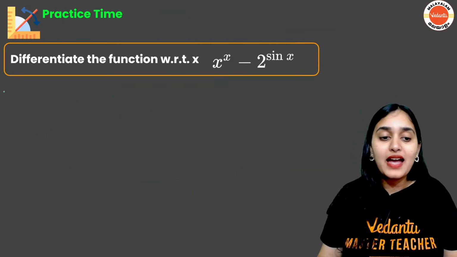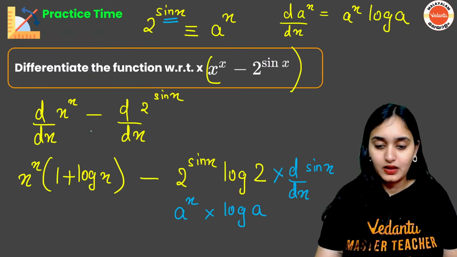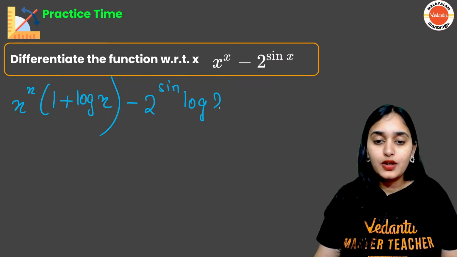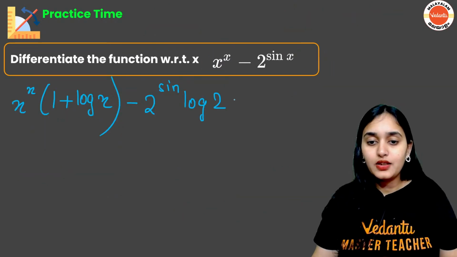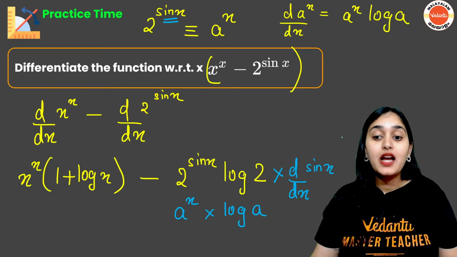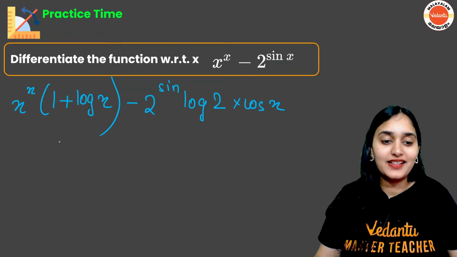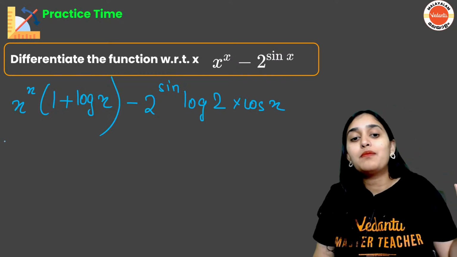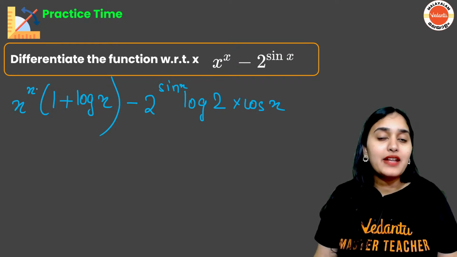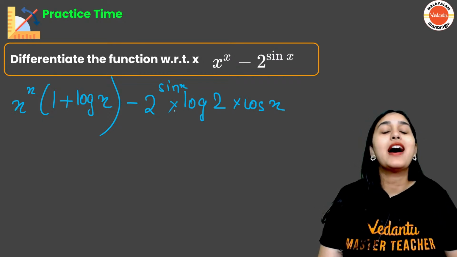So now my answer will be x to the power x into 1 plus log of x minus 2 to the power sine x log 2 into cos x. Because differentiation of sine x is cos x. So this will be my final answer. If you want, you can simplify it further, or you can leave it like this also. So x to the power x into 1 plus log x minus 2 to the power sine x log 2 cos x. This will be your answer.